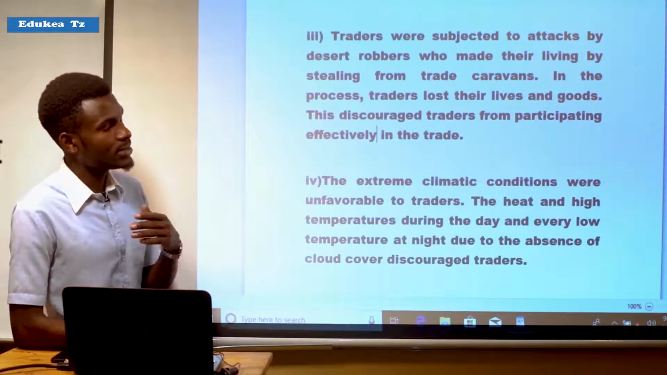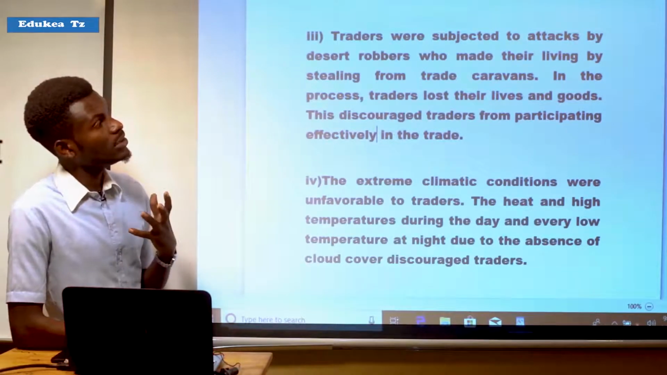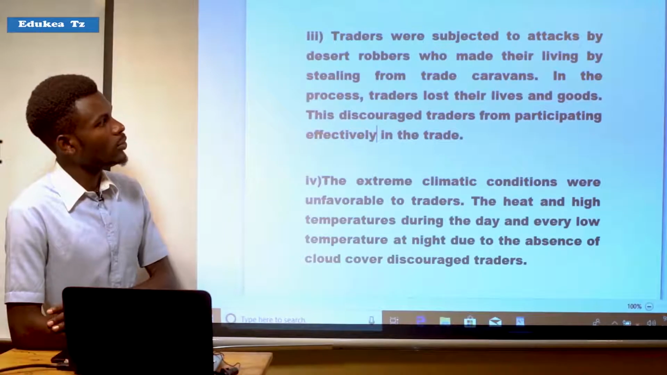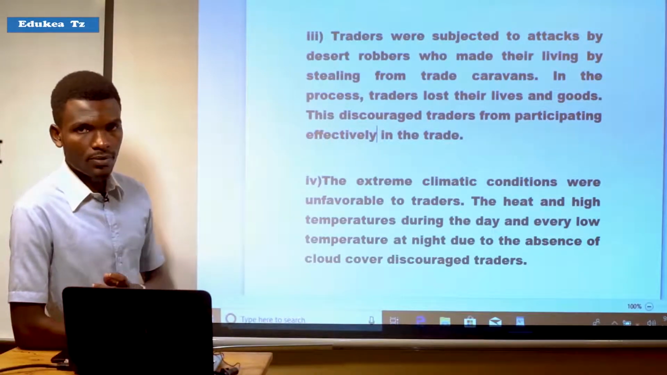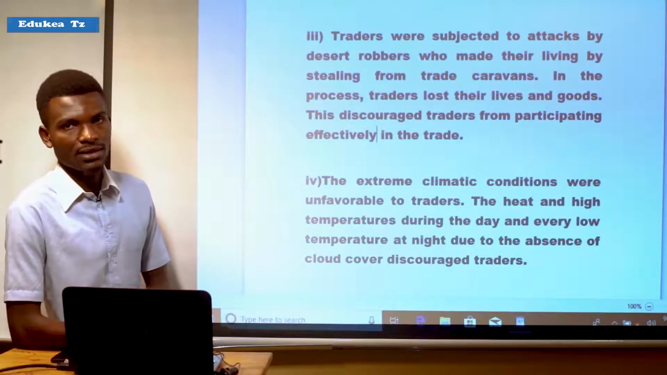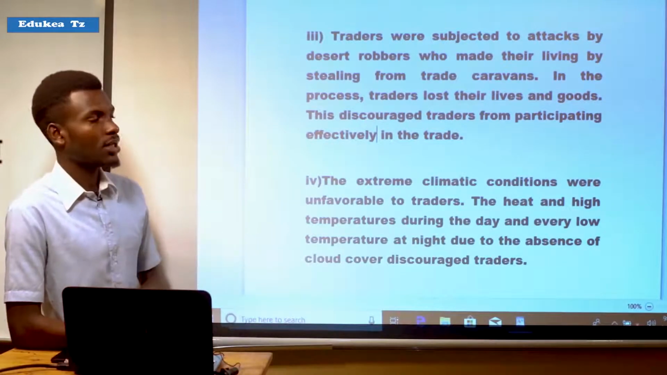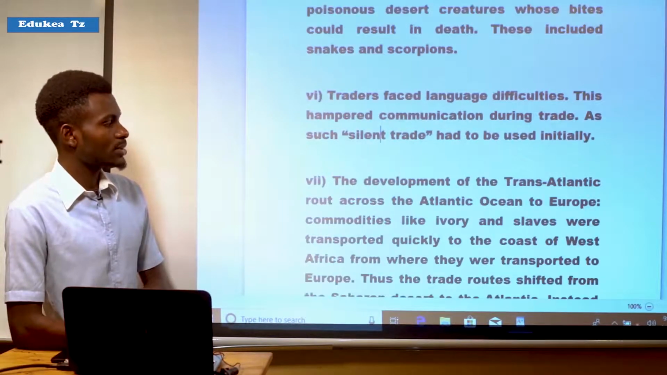It means that as time went on, there were robbers who were robbing the traders, stealing their goods. In this process, traders lost their lives and goods, and this discouraged the traders from participating effectively in the trade, hence the collapse. Also, extreme climate conditions were unfavorable to traders.